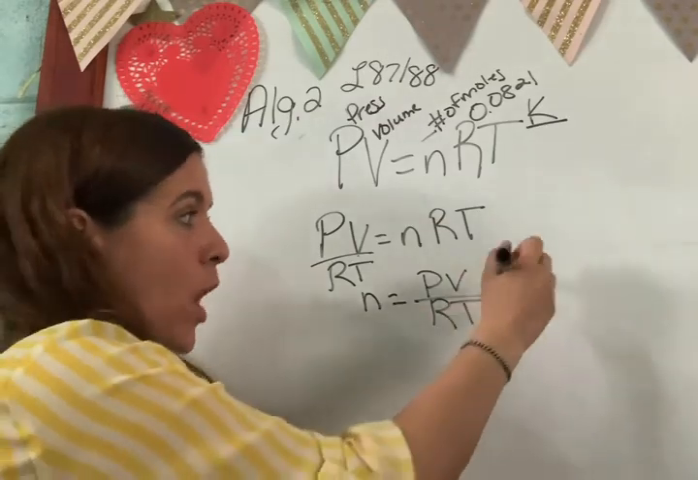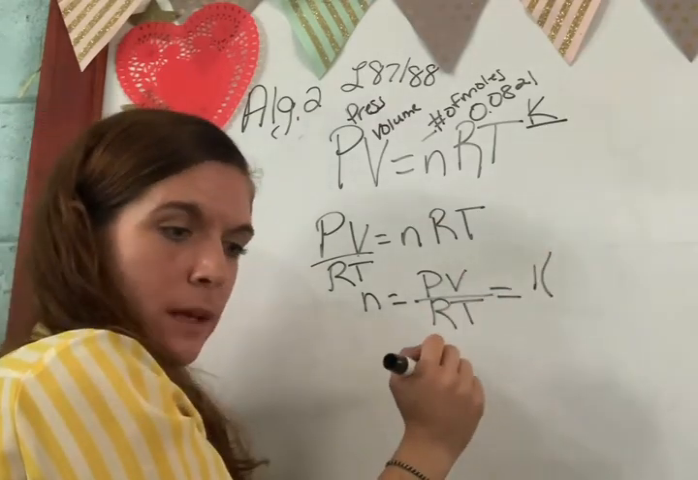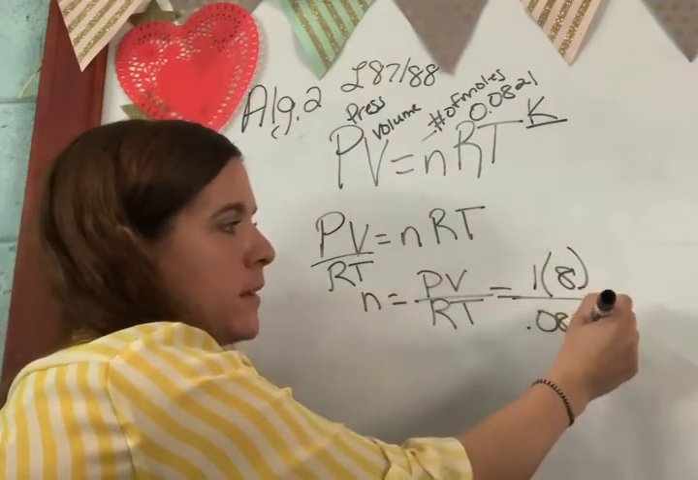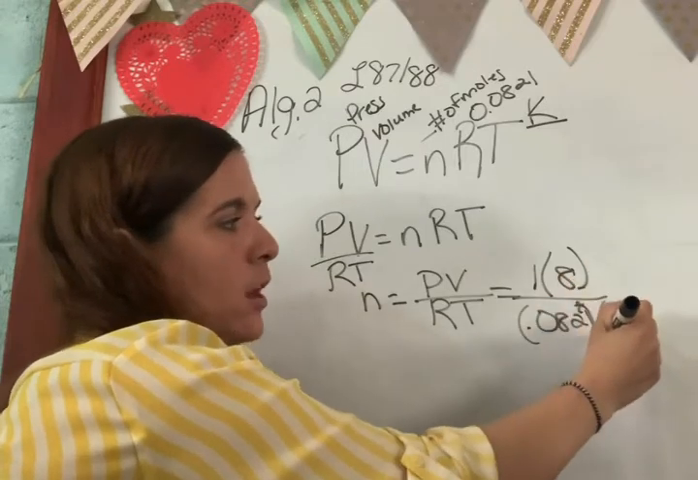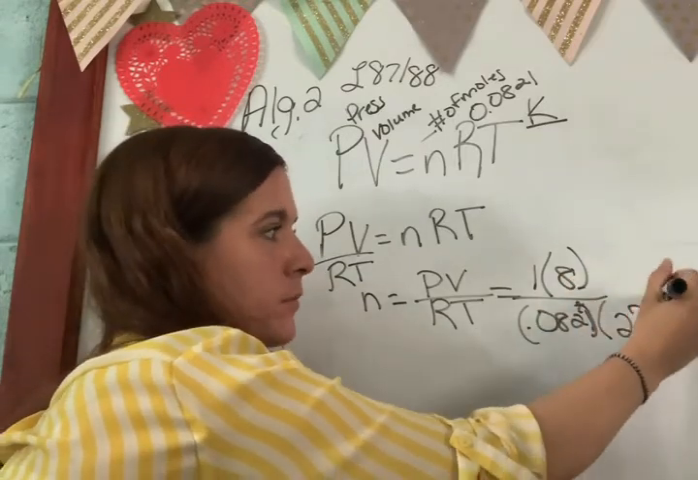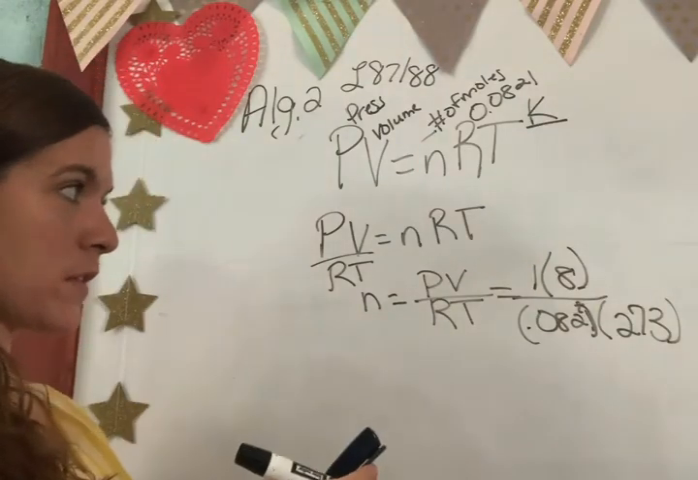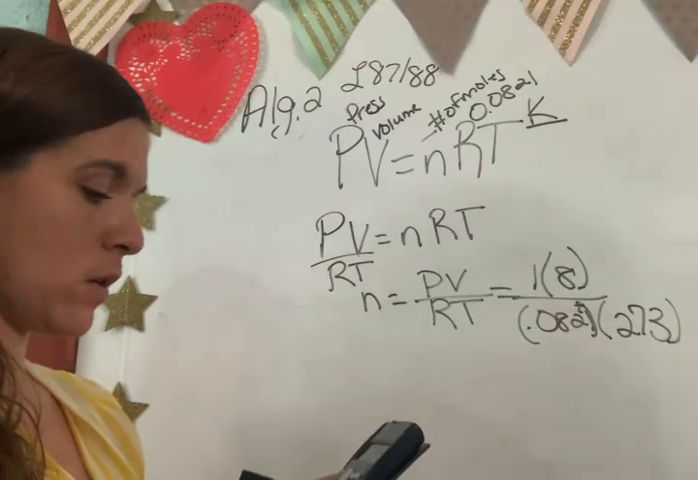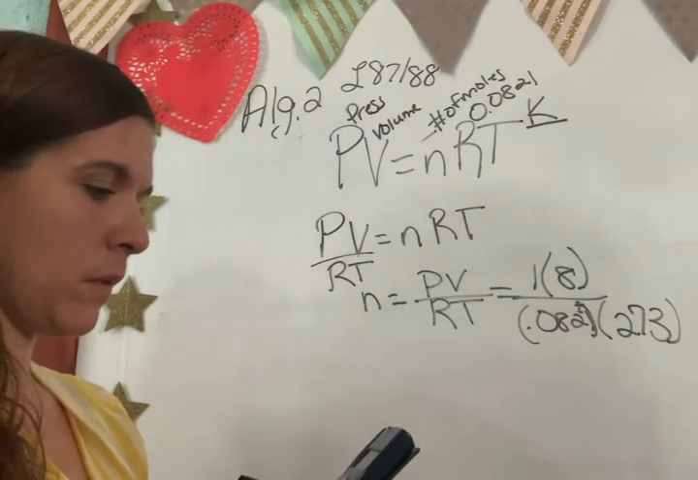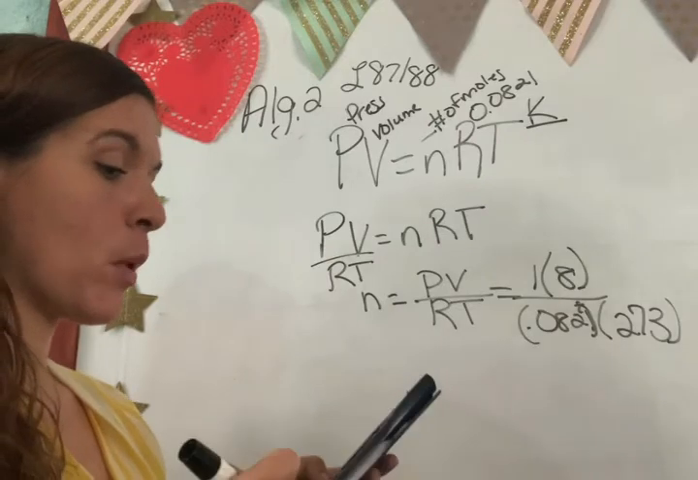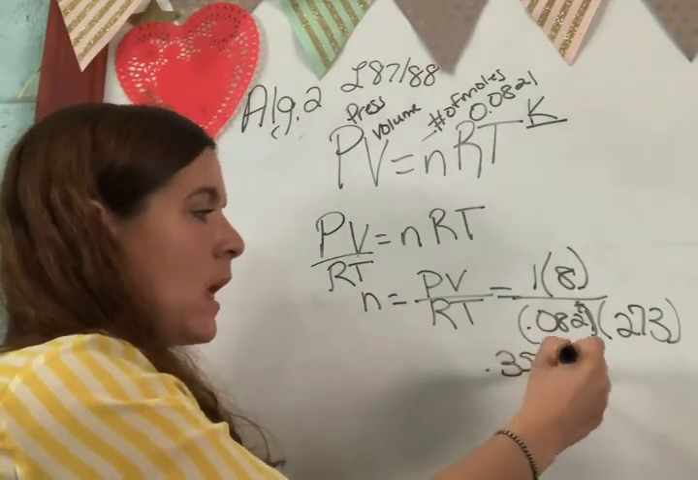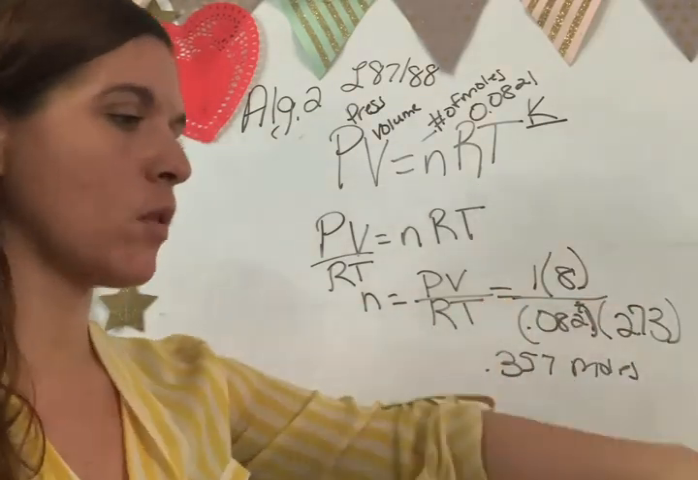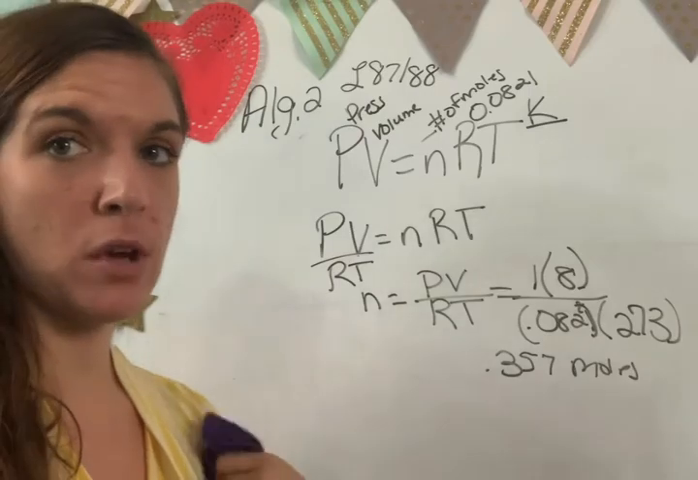Let's see, our pressure is 1. Our volume is 8. Our R is always the same, 0.0821. And our T is 273. Okay, and then you just use your calculator to solve it. So it's 1 times 8 over, so it's 8 divided by parentheses 0.0821 times 273, close parentheses. Your answer is 0.357 moles. Okay, so that means there's 0.357 moles, so you would do 0.357 times 10 to the whatever for moles, and that would be your answer.